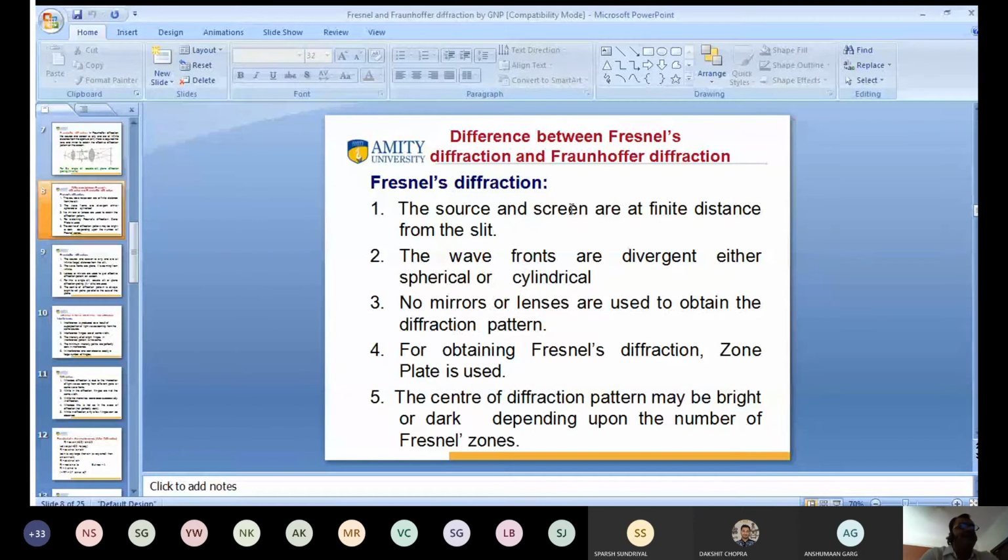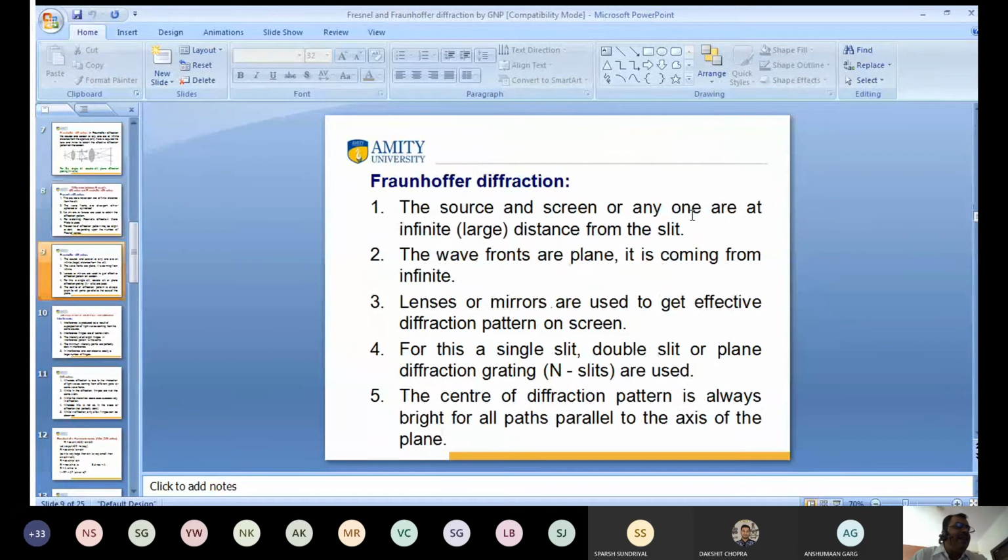So, I want to make the difference. This is very important. Sometimes they ask, what is the difference between Fresnel diffraction and Fraunhofer diffraction? Already I told you, in Fresnel diffraction, the source and screen are at a finite distance from the slit. Clear? But in the case of Fraunhofer diffraction, the source and screen are at infinity, a very large distance from the slit.